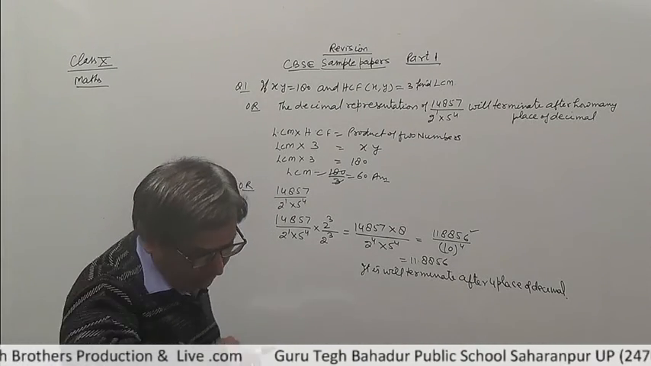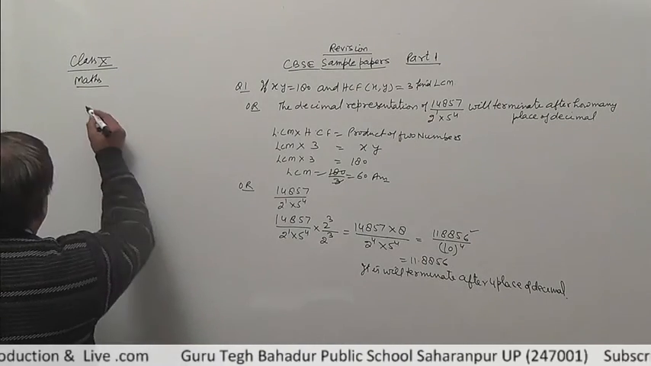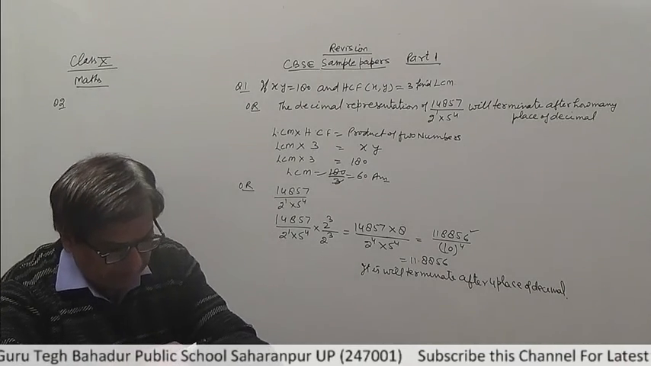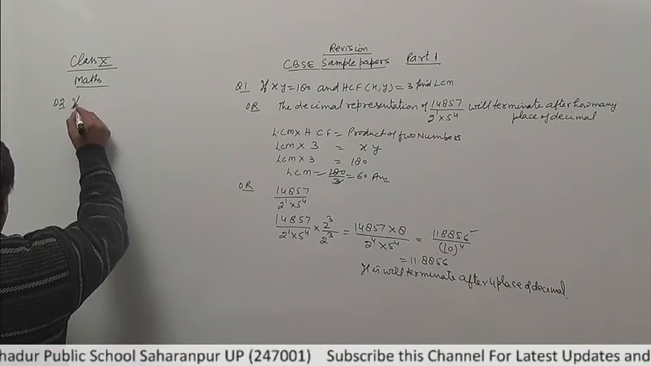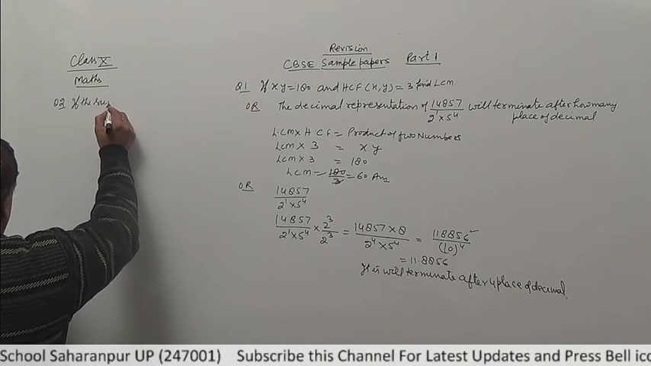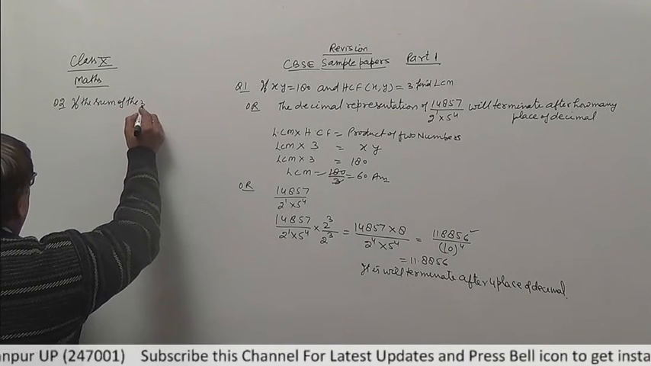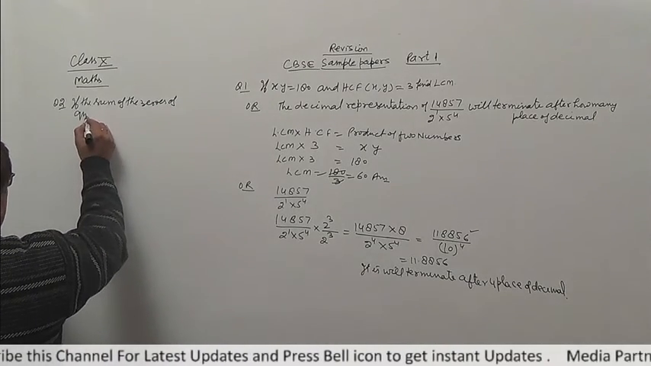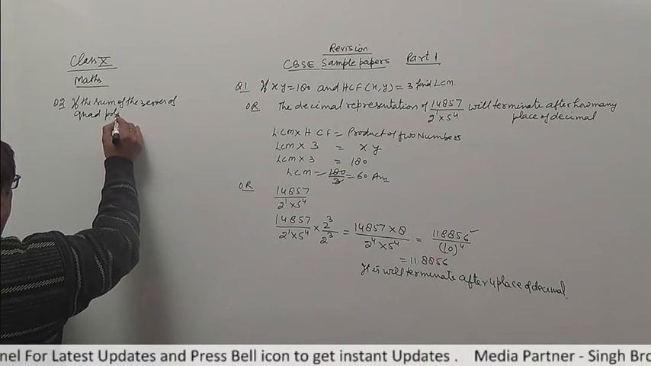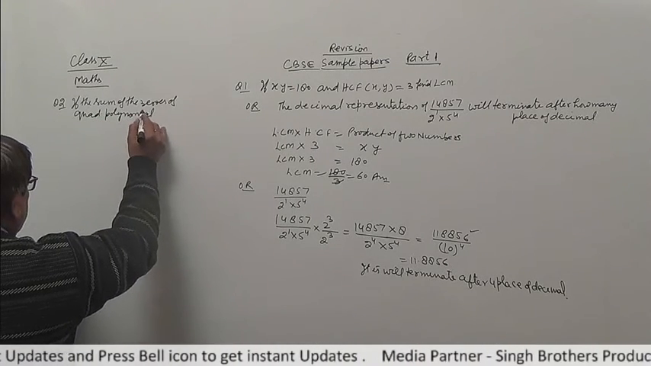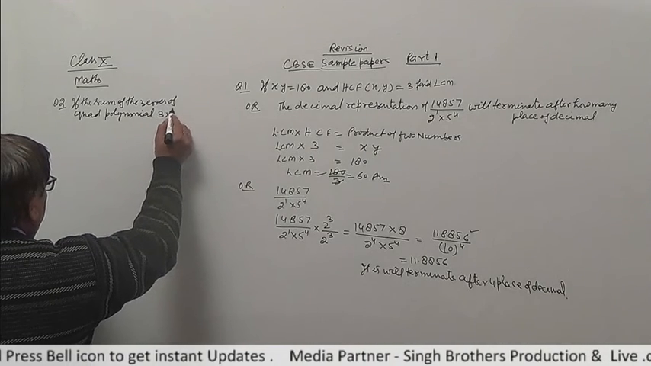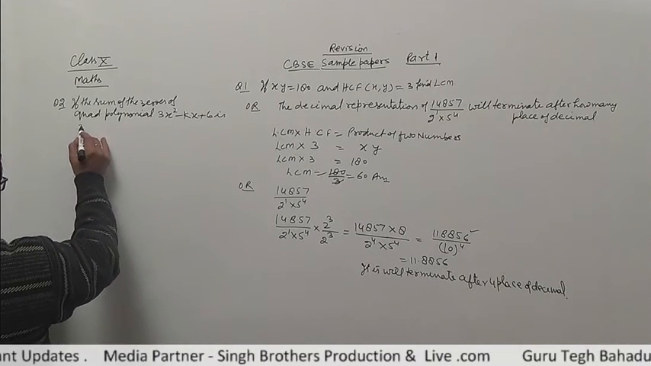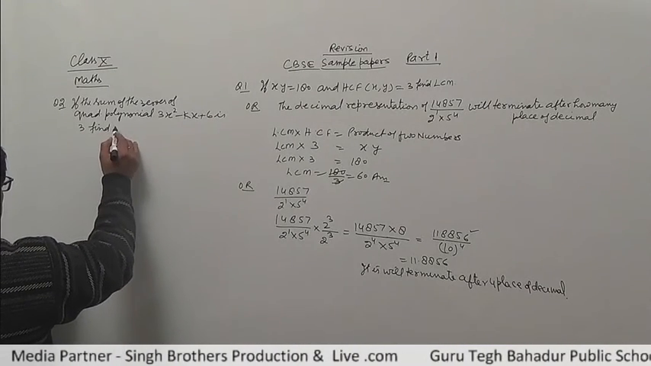Next, question number second. If the sum of the zeros of the quadratic polynomial 3x square minus kx plus 6 is 3, find k.